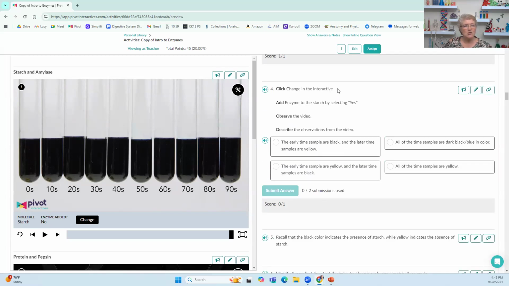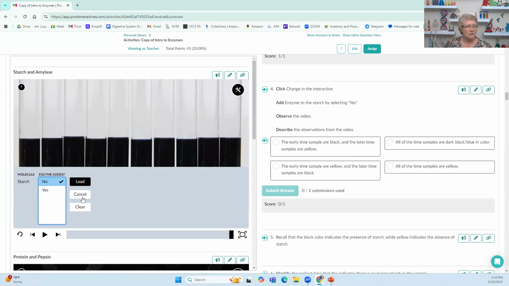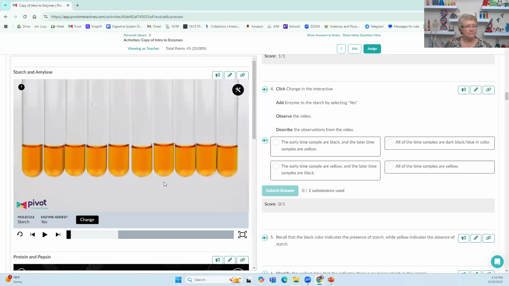We're going to click change in the interactive and add enzyme to the starch by selecting yes. Change. Yes. Load. Now we're going to watch the video and describe the observations from the video. We're going to again compare the early time samples to the later time samples. All right, so now there's enzyme in these test tubes along with the starch. Ready?